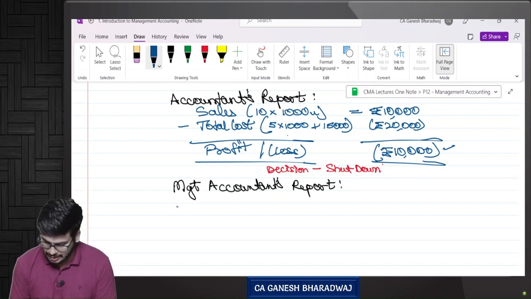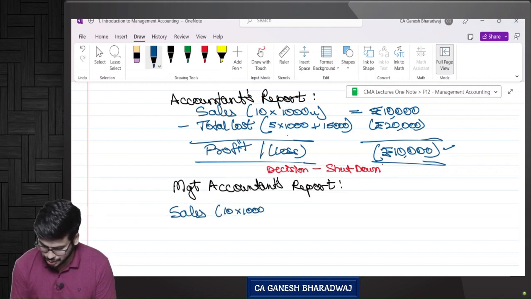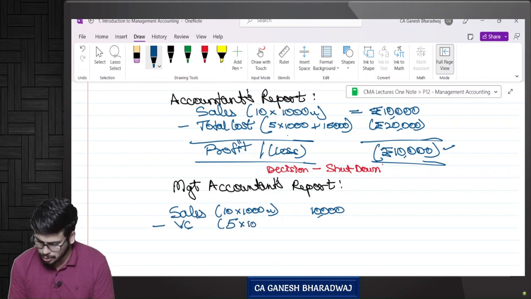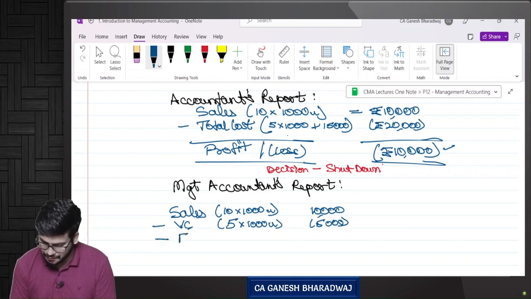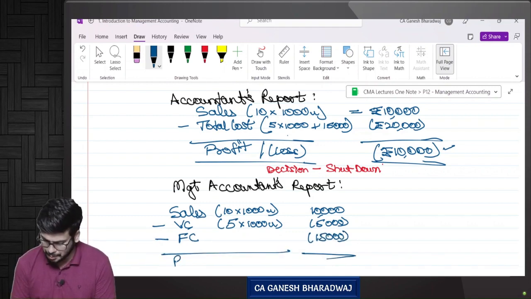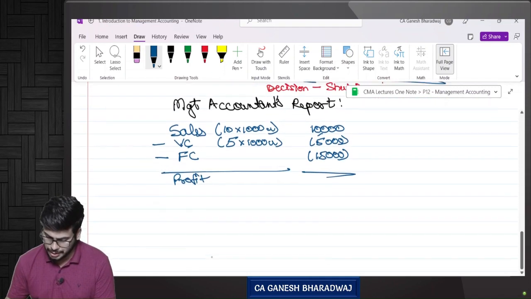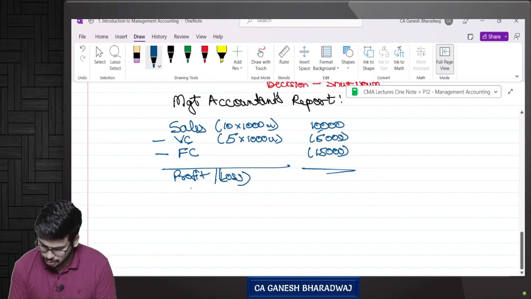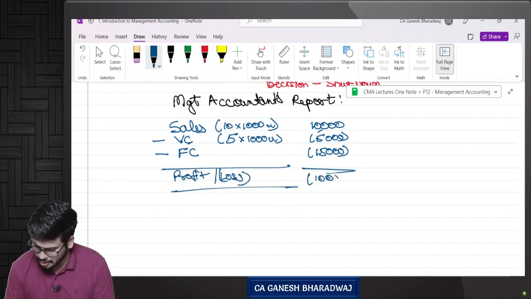You will say sales, how much? 10 into 1000 units. How much is that? 10,000 rupees. Perfect. Minus variable costs. How much is variable cost? 5 rupees per unit into 1000 units. How much is that? 5,000 rupees. Correct? Minus fixed costs. How much is the fixed cost? It's directly 15,000 rupees. There is no calculation. How much is the profit or loss? Profit or loss is going to be the same, 10,000 loss.